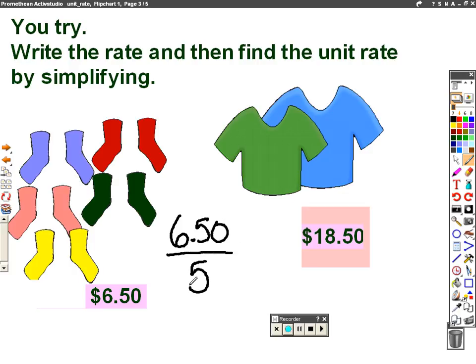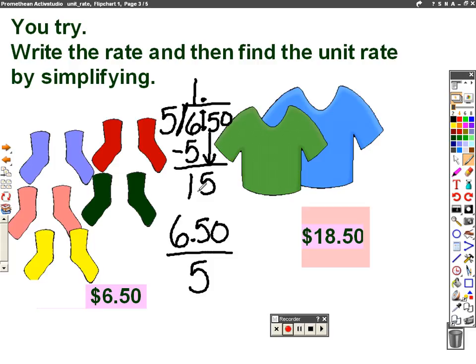Let's do the long division here. All right, I'm going to do it up here. 5 into $6.50. Remember to line up your decimals, so my decimal goes there. 5 goes into 6 one time for the answer of 5. 6 minus 5 is 1. Bring down my 5. 5 goes into 15 3 times. And now we're at 0, but we still have this 0 here, so we need to write it up there. $1.30. So each pair of socks cost me $1.30.